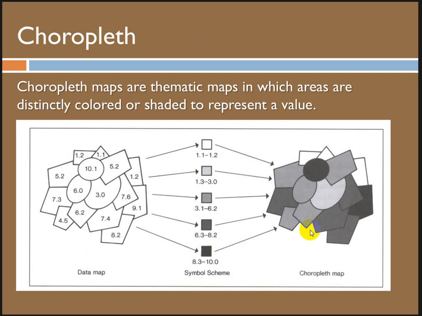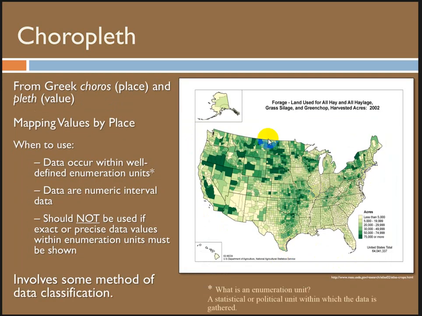So Isopleth maps. This is your typical population, political maps, where you have a range of values that are classified, and then those classes are represented by some color or shade on the map. You've seen these a million times. Here's one example. Here we have counties and the total acreage that's been harvested for forage. So Isopleth comes from the Greek koros, meaning place, and pleth, meaning value. So it's a value associated with a place.